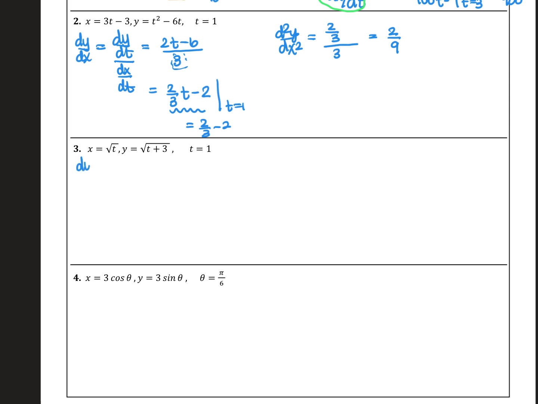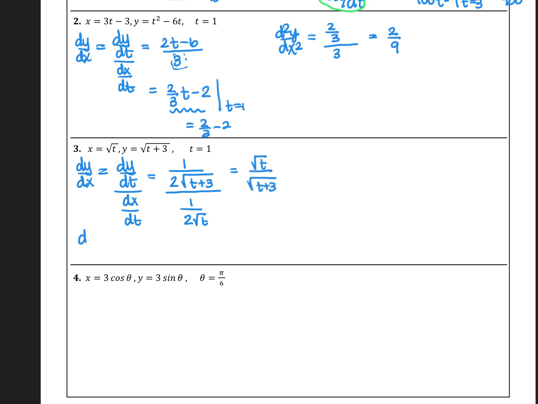So same thing here, we're going to find dy/dx, which is dy/dt over dx/dt. So when I take that derivative, we're going to have 1/2 out in front, and it's going to be t plus 3 to the -1/2 power. Same thing with the next one. And again, we're going to want to simplify this as much as possible. This is the same thing as the square root of t over the square root of t plus 3. So my value of my first derivative at t equals 1 is 1/2.